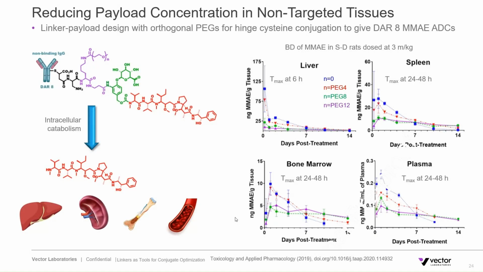So in this case, it was suggested by the authors that this rapid non-specific uptake by the liver resulted in catabolism of the ADC and release of the free payload, which slowly diffused into these other tissues. So this study shows that this orthogonal PEG can be modified to reduce this non-specific uptake and catabolism of the ADC in this undesired tissue, the liver. And then this can also decrease the concentration of the free payload in the off-target tissues in the spleen, bone marrow.